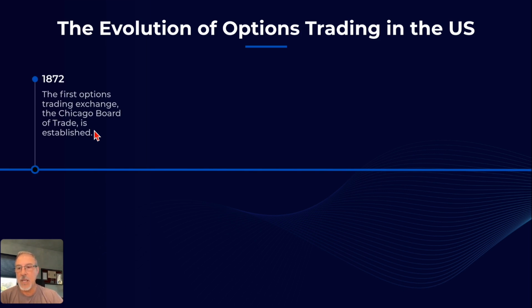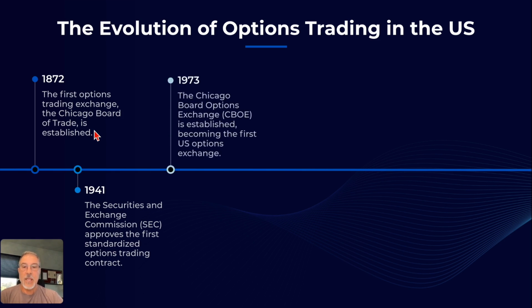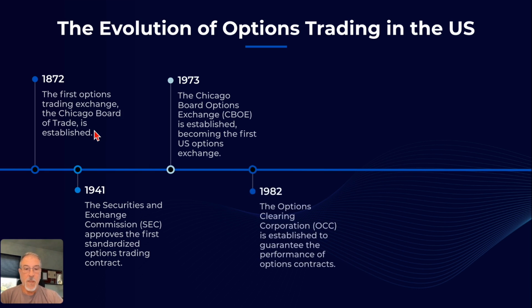Back in 1872, that's when the first options trading exchange, the CBOT, was established. In 1941, the SEC, the Securities and Exchange Commission, approved the first standardized options contracts. Then the CBOE, the Chicago Board Options Exchange, was established in '73. And then the Options Clearing Corporation was established. That's an organization that basically just guarantees the performance of options, how they operate, etc.